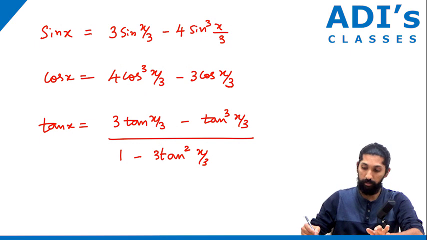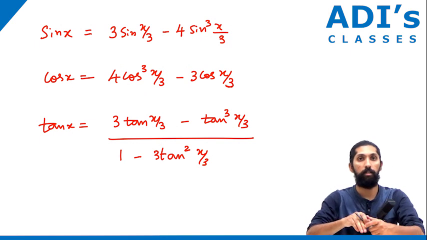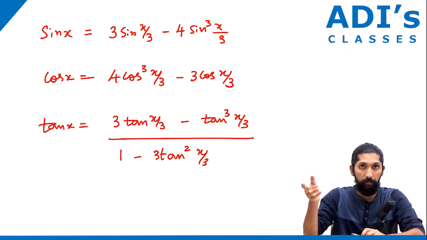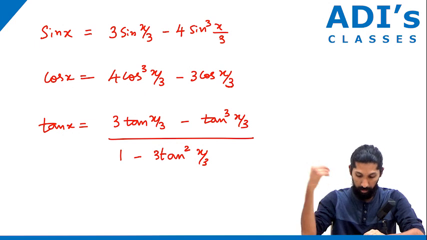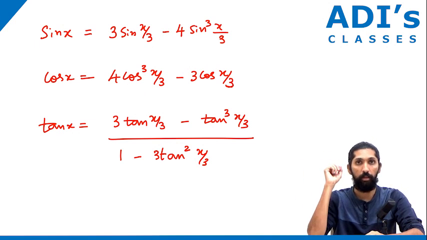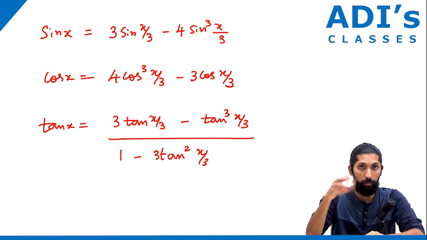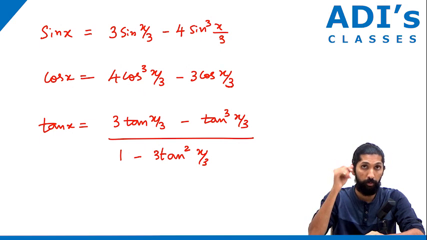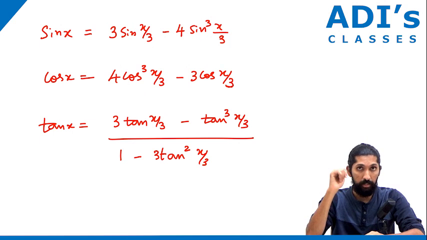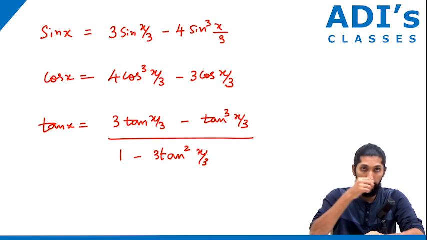So now we have the 3 submultiple angles. Whatever we did for multiple, we are doing the same thing for submultiple. Now you might be thinking, how do I know whether to take x by 2 or x by 3? One of the most important questions, because the LHS for both of them are one and the same.